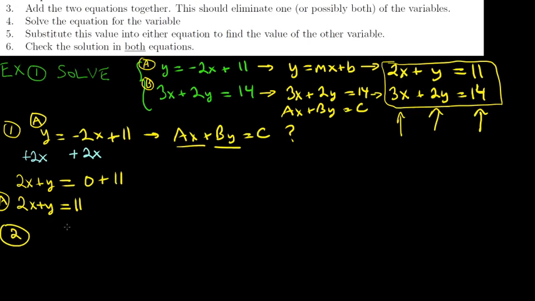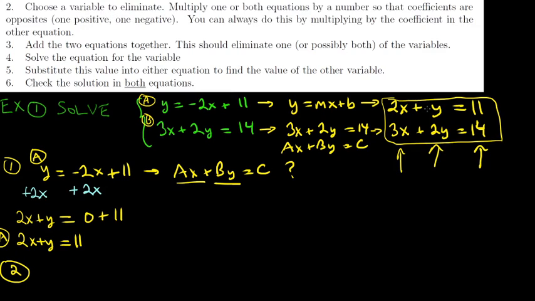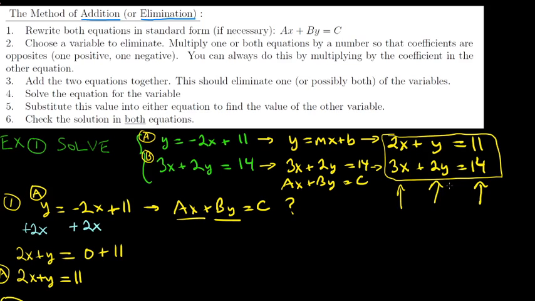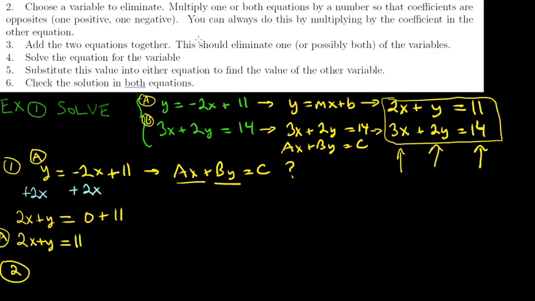So do we want to eliminate x or y? Well, it depends on what you think is easier. Our goal in step two is to eliminate either x or y, and that's why this is also called the method of elimination. Step two is kind of tricky: it's to find the same coefficient for x or y.